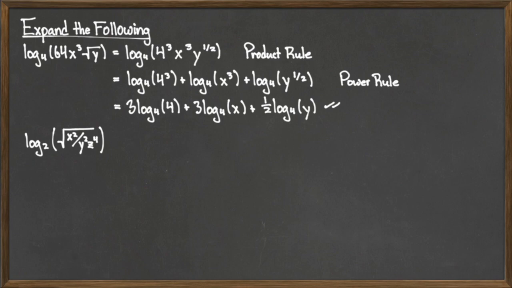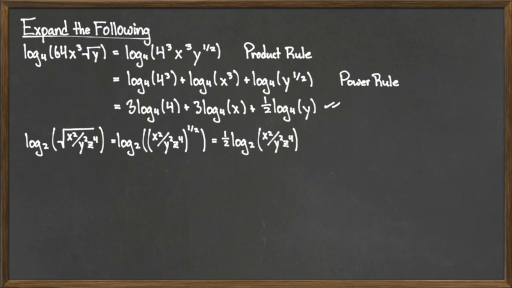Let's begin by getting rid of that radical notation and replacing it with this entire quantity raised to the 1/2 power. When I've got that, that's going to let me use the power rule so I can bring that 1/2 down and out front. This is going to give me 1/2 times log base 2 of the quantity x squared divided by y squared times z to the 4th. We still got some work to do, but this is already starting to look a little bit nicer. I've at least gotten rid of the radical part.